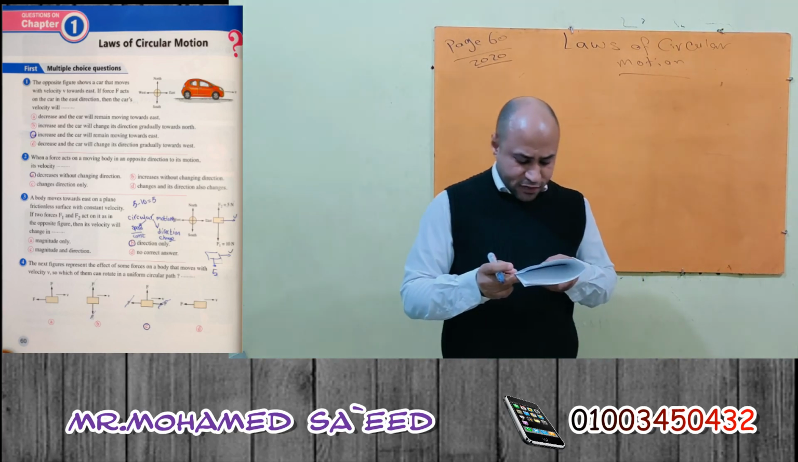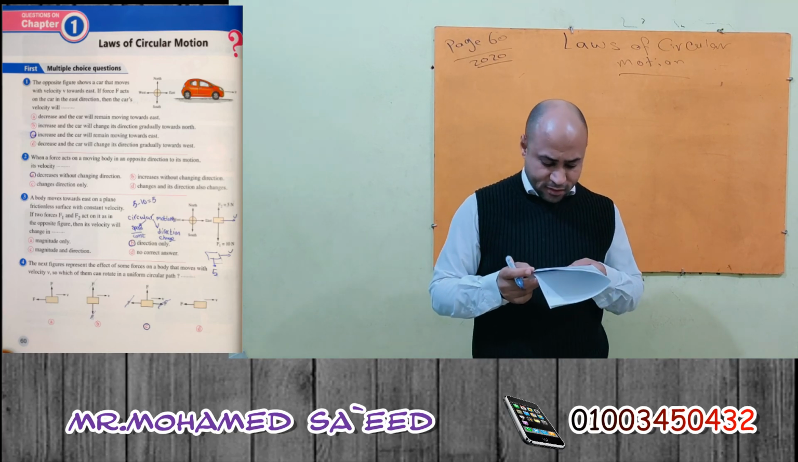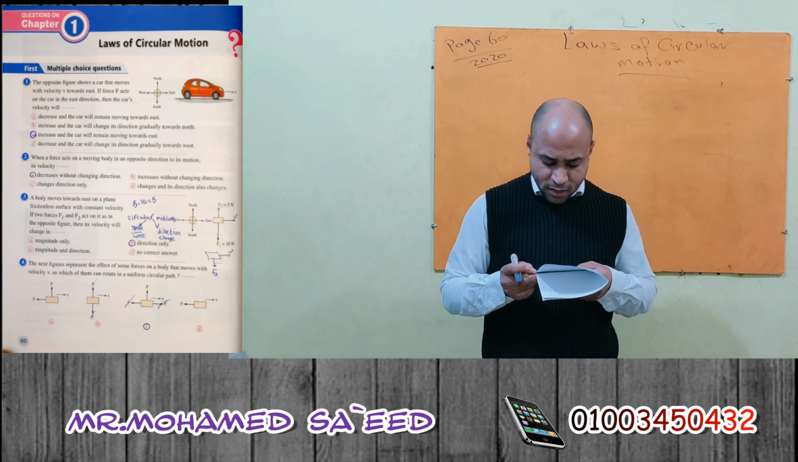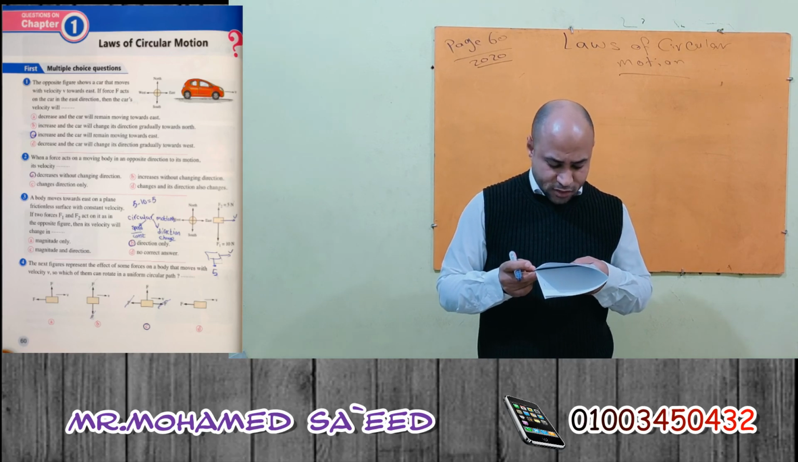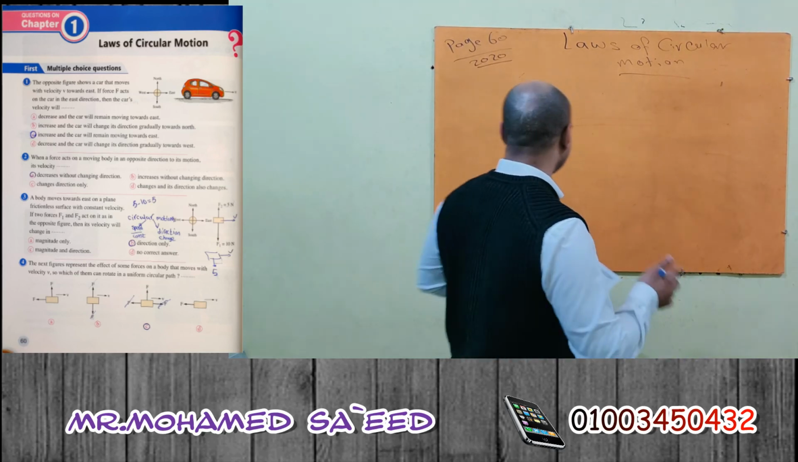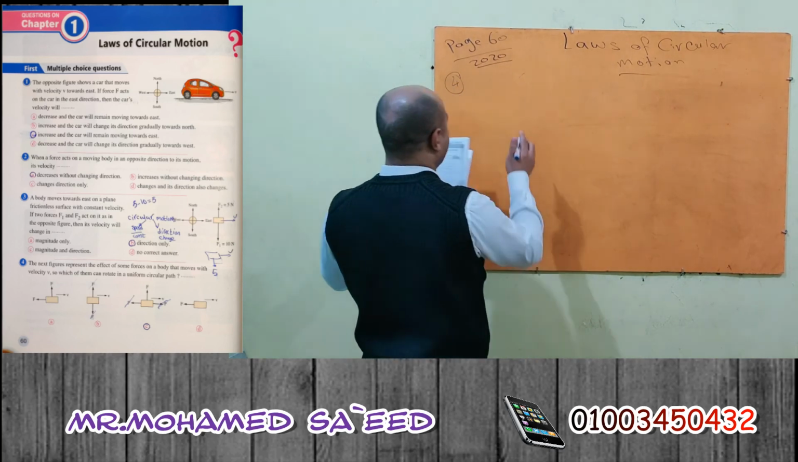The next figures represent the effect of some forces on a body that moves with velocity v. So which of them can rotate in a uniform circular path? Okay, question number 4: which of them will rotate in a circular path?